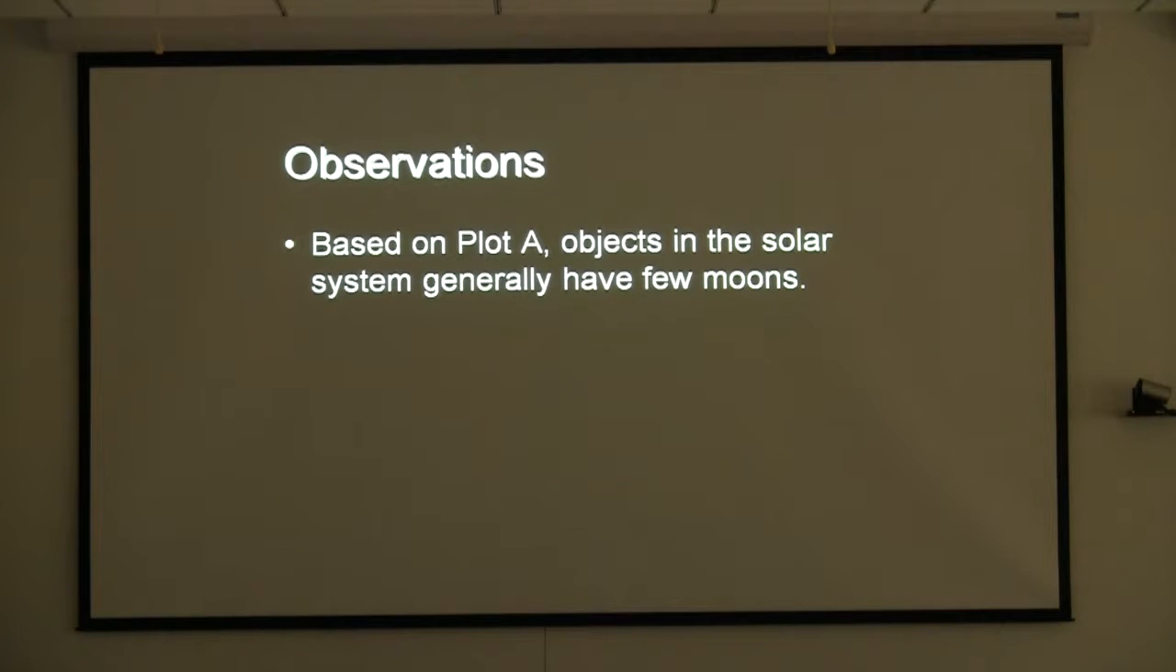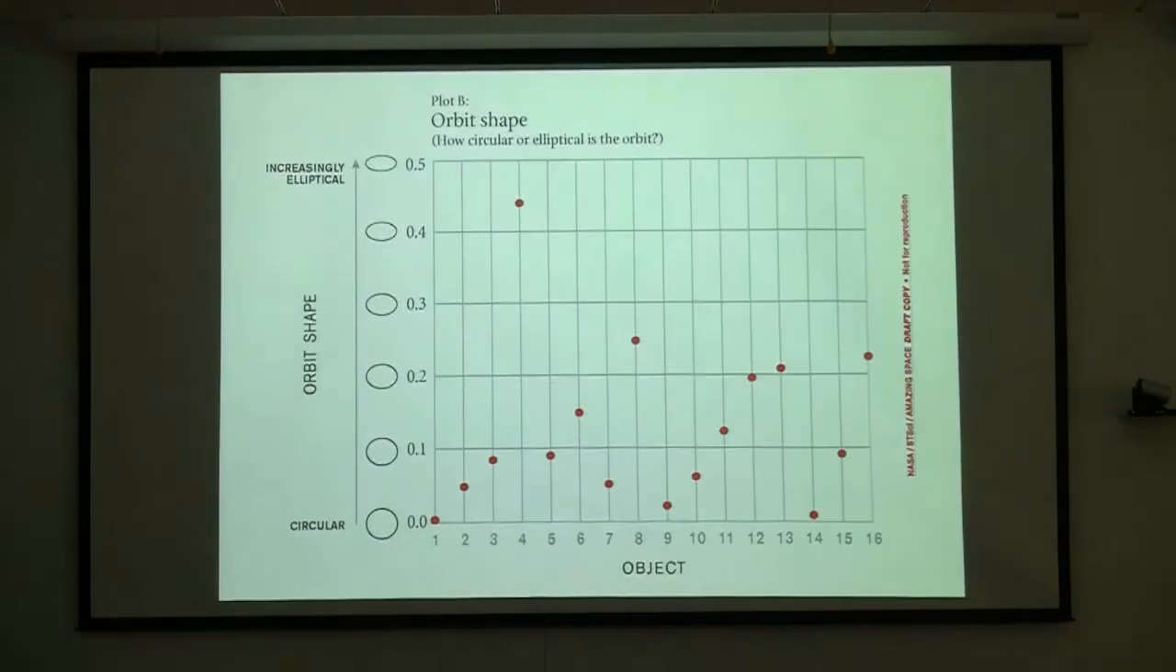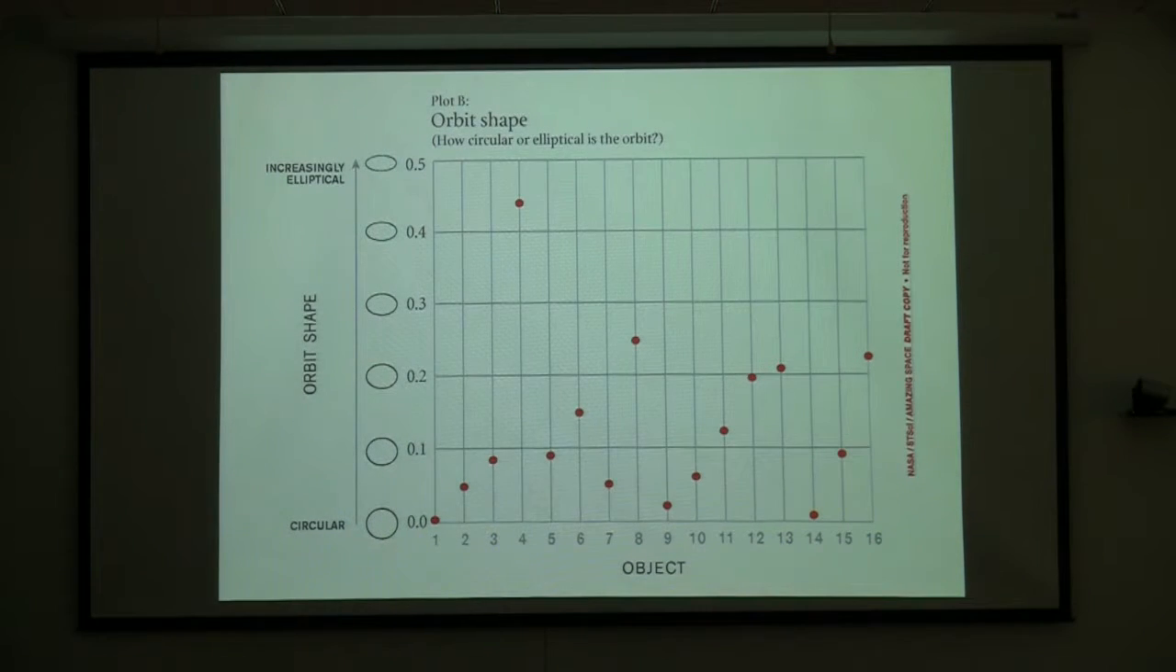I want to emphasize that everything we're going to talk about today is based upon the selection of data. We've only got 16 objects. This isn't everything in the solar system. But based on these 16 objects, you can say that most objects in the solar system have few moons. Is that a reasonable conclusion? You can write that up on the board, have one of your kids write it down. They would have, after looking at one plot, a nice idea. That's cool, isn't it? All right, let's move on to plot B, orbit shape, please.